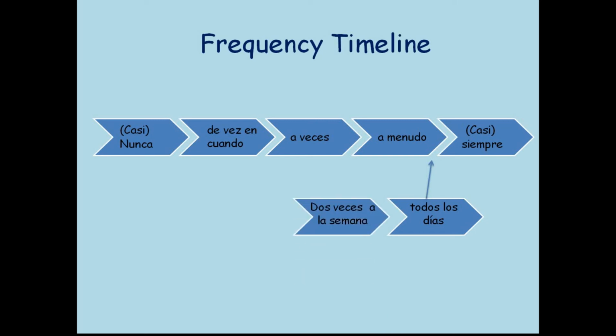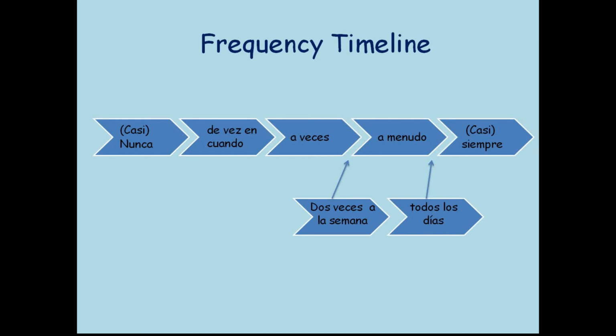So moving down the frequency timeline this time, dos veces a la semana, so twice a week. And this would slot in somewhere between a veces and a menudo, randomly. You could also say tres veces a la semana or una vez a la semana. So you can change the number of times. If you make it singular, una vez, remember to make veces singular as well. And you can also change per week to per day or per year or per month.